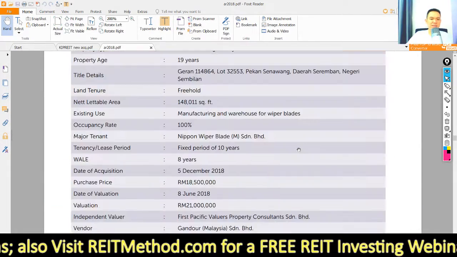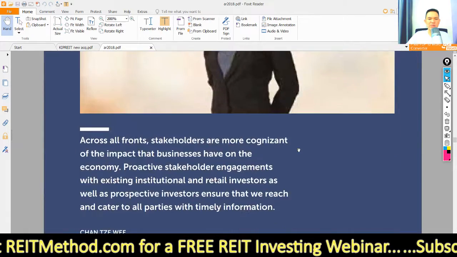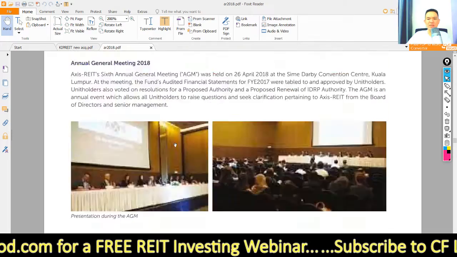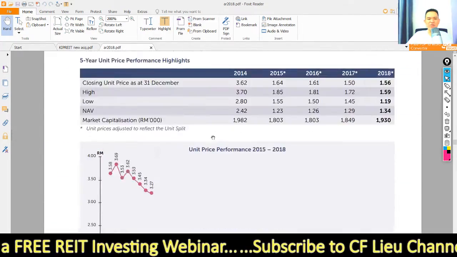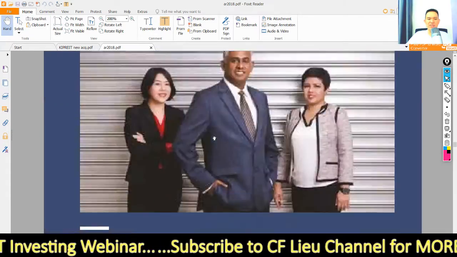This portion, I think, of course you can read, but this is about how they manage their investor relations and all that. It's not directly something that is too important for us to actually calculate our return, which is why I'm going to fast forward to this.